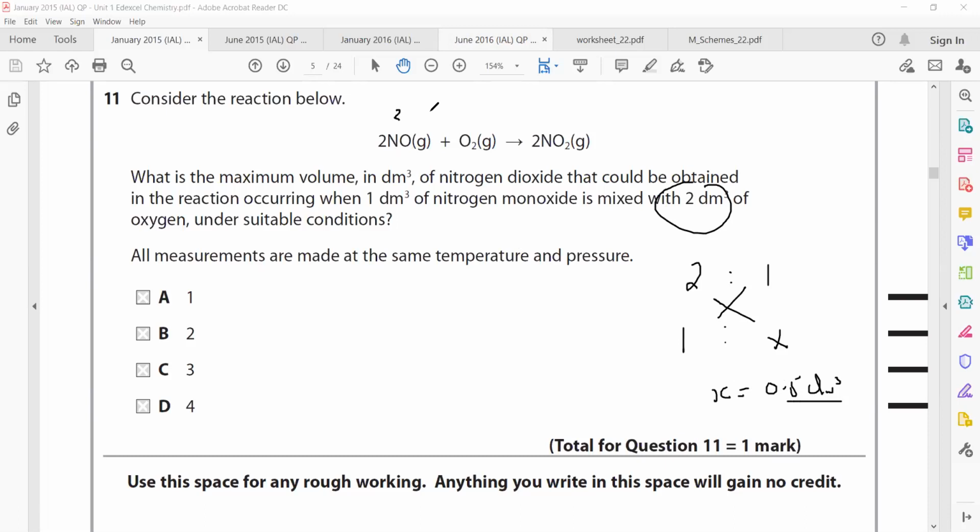The ratio between nitrogen monoxide and nitrogen dioxide is 1:1, because 2:2 or 1:1. So if I have 1 dm cube of nitrogen monoxide, I will have 1 dm cube of nitrogen dioxide. So that is why A will be the right answer. Whenever both reactants are given, you have to find the limiting reagent. Is this question clear?